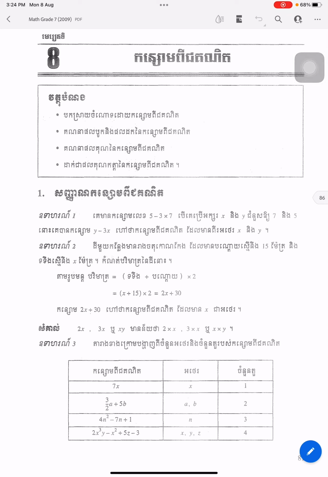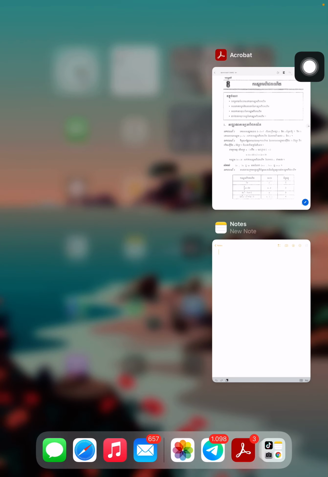So today I have one lesson in grade 7 to talk about Unit 8, algebraic expression. This is grade 7's lesson, where we start to use it for the lower secondary and upper secondary level. So the question is, what is the algebraic expression? Before we start to learn today, we have to understand some learning objectives. Let me show you.